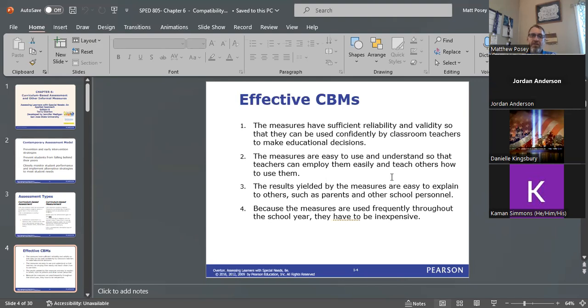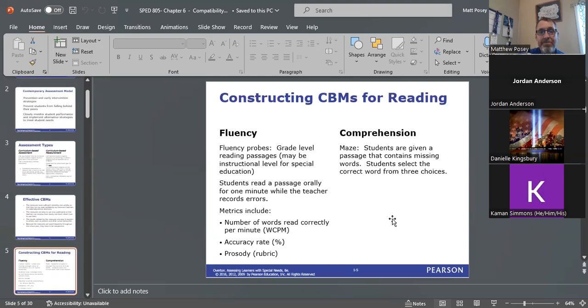We also want to make sure the information we get from CBMs is easy to explain to our parents and also other school personnel. You may be doing this with some students to get data that you need to determine if that student needs to actually have formalized testing to see if they qualify for services, okay? Most CBMs are very inexpensive. Most of them you can find, they're free out there. I'm going to give you a couple websites tonight that you can go to find them, okay?